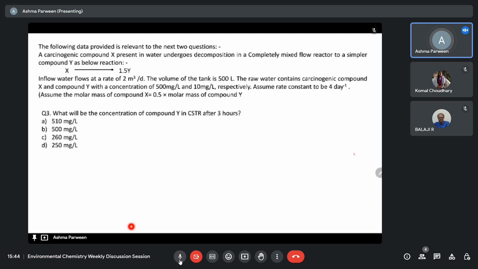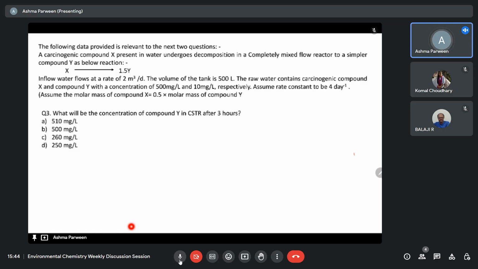So I got only one answer. The first part is correct, that concentration of X after 3 hours will be 333, but the concentration of Y would be different. So let's see how to find the concentration of the X.